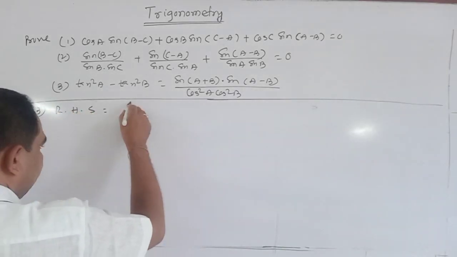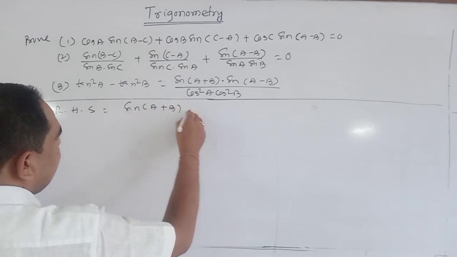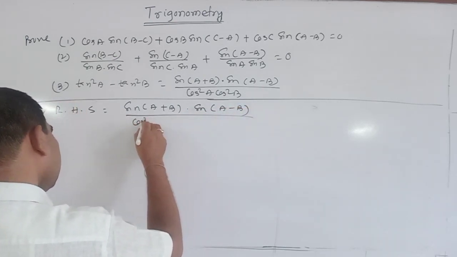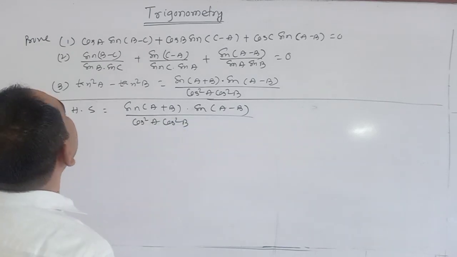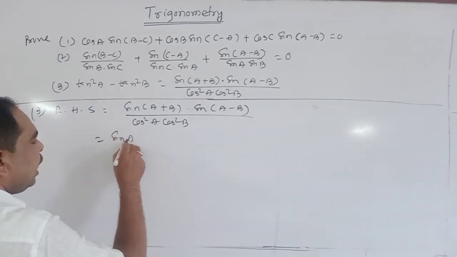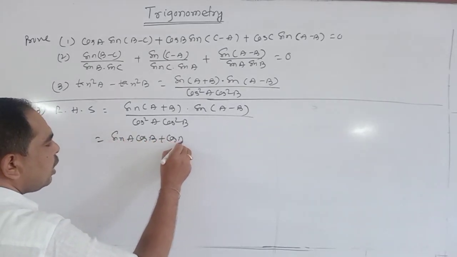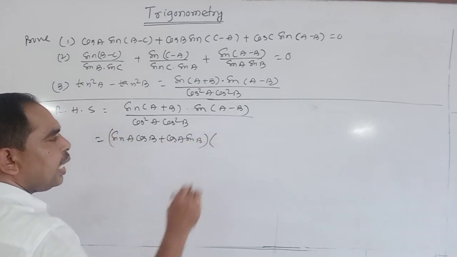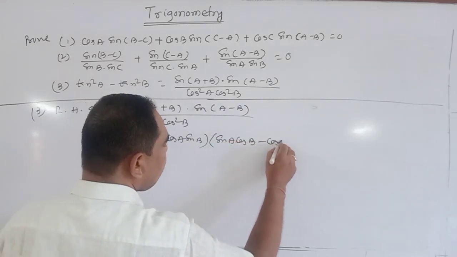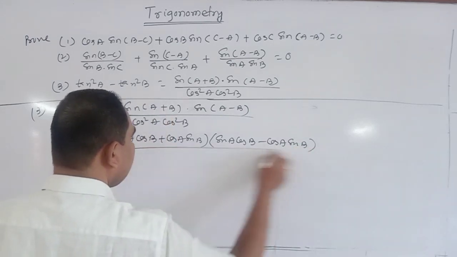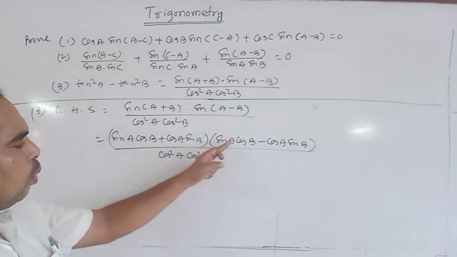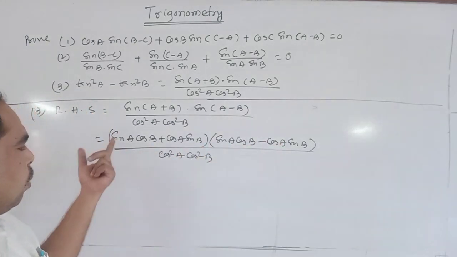RHS का इजी हो गया: sin of a plus b into sin of a minus b divided by cos square a into cos square b. Okay, so use the formula sin of a plus b means sin a into cos b plus cos a into sin b. Similarly, sin of a minus b, sin a into cos b minus cos a into sin b, divided by cos square a into cos square b. A plus b into a minus b is equal to a square minus b square.